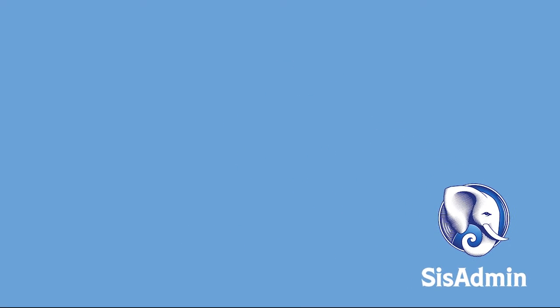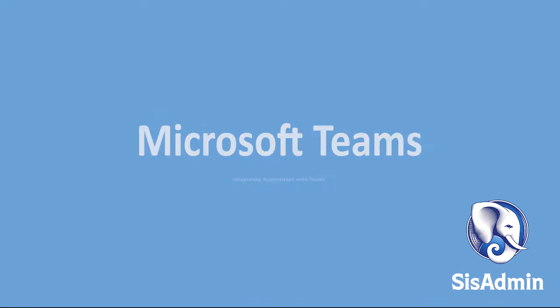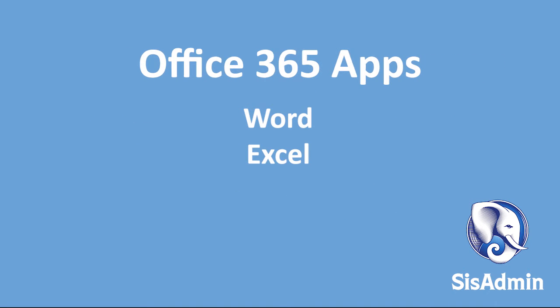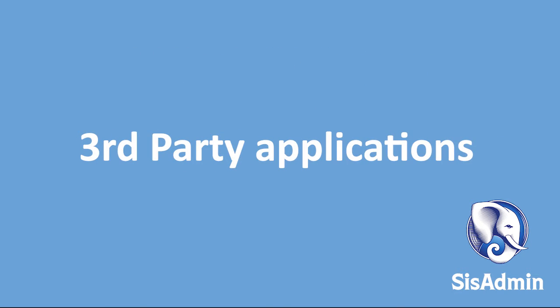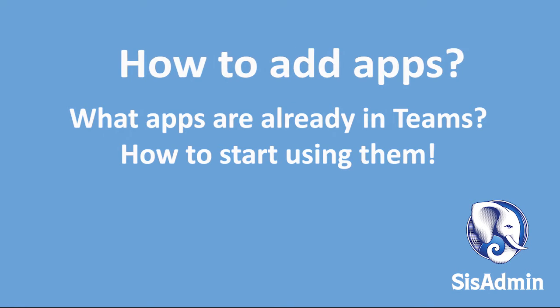Thank you for taking a moment to learn about how you can improve your internal communication with Microsoft Teams. In this video, we will show you the different applications that are integrated with Teams and how you can use them. These apps include the Office 365 programs like Word and Excel, and other apps like Forms and Planner. There are also third-party applications that have different functions for any need that you have in Teams. There are many ways to add these integrations, and in this video, we will give you a quick introduction on how to start using them.